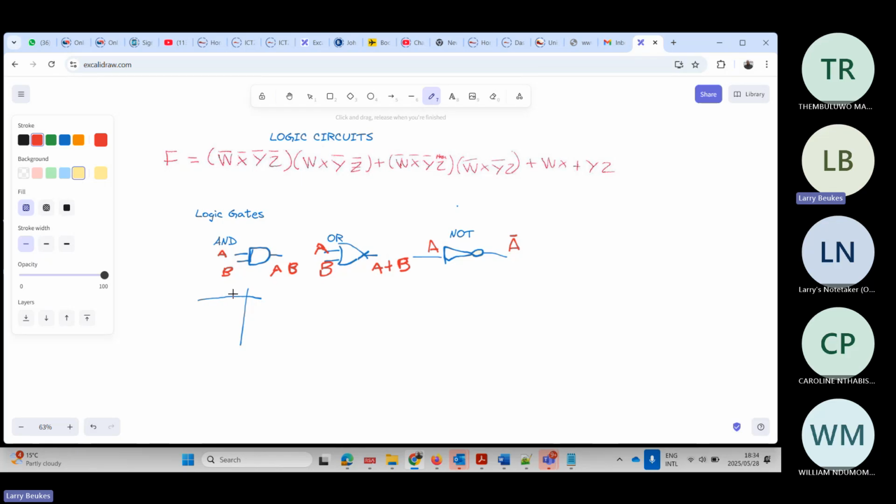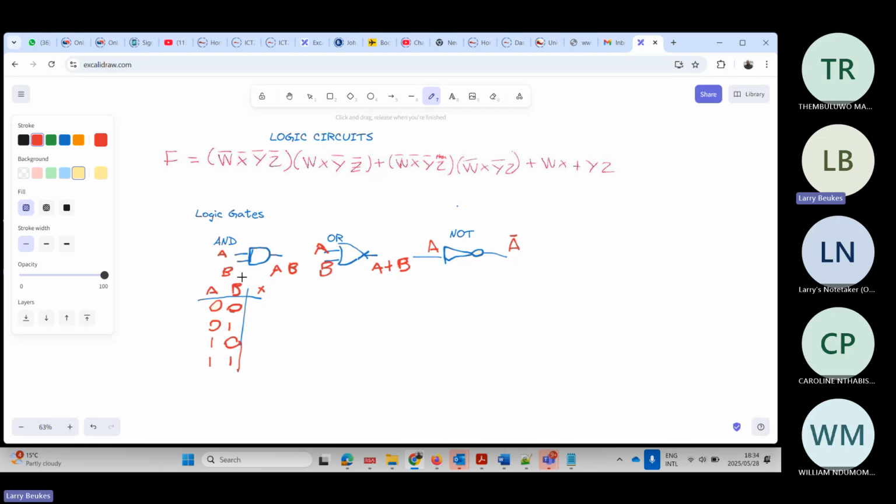So the truth table of an AND gate, if we have two variables, A, B, and the output X, on the truth table, this is 0, 0, right? This is 0, 1. This is 1, 0. And then this is 1, 1.